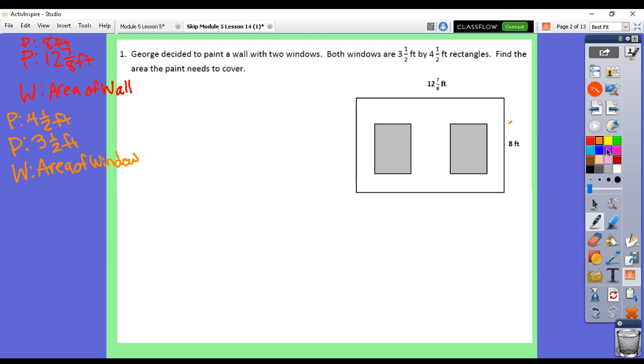We could also talk about the idea of having part and a whole of the total area of our wall as being the whole, and the part being the area of the windows.